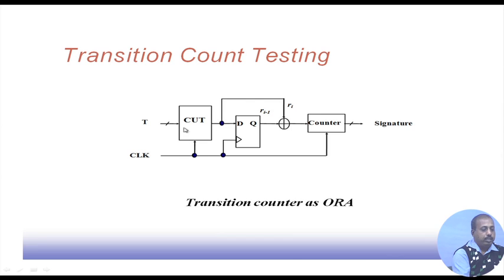Whenever this circuit output is 1, this value is latched here, and you see that there is an XOR gate. So, if the previous value was 1 and this value is also 1, then there is no transition. But if there is a difference between the previously stored value and the current response generated by the circuit, then a transition will be generated. So, this value will be 1, as a result the counter will count it. So, this transition count will get calculated, and this transition count value will be available as the signature.